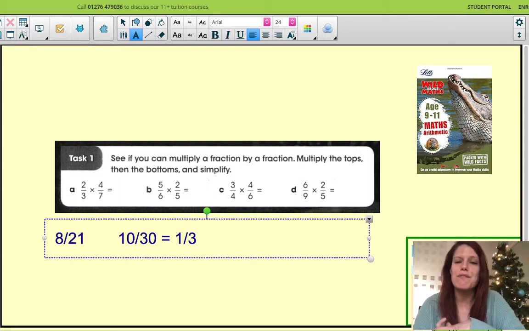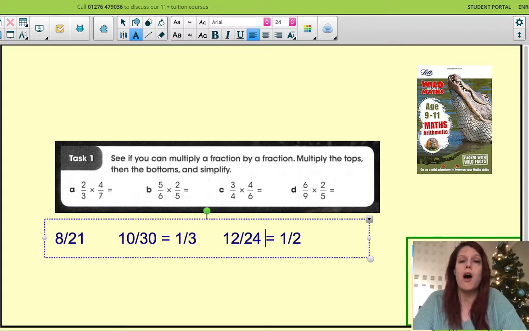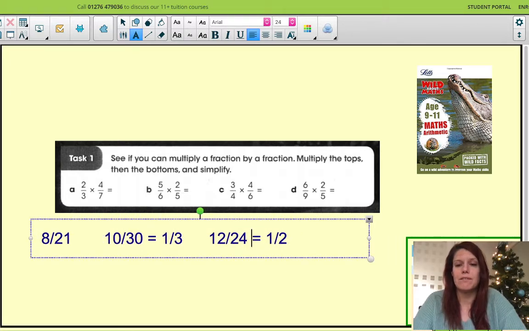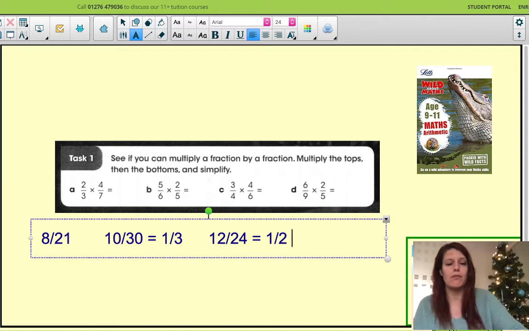So C, 3/4 times 4/6. 3 times 4 is 12, and 4 times 6 is 24, so 12/24. Now, this can be simplified down to a half. And what you should notice about any fraction that is equivalent to a half is that the numerator is always exactly half of the denominator. That is always going to be the same for fractions equivalent to a half.